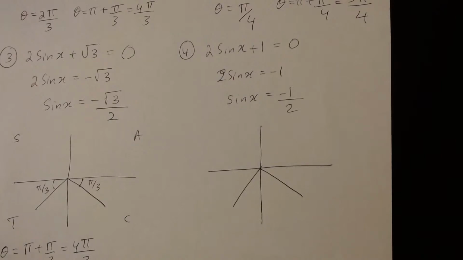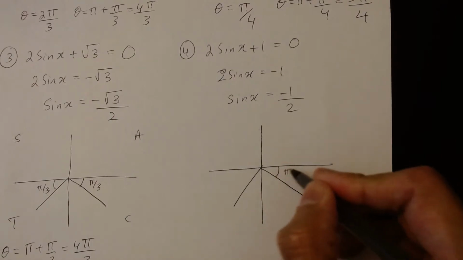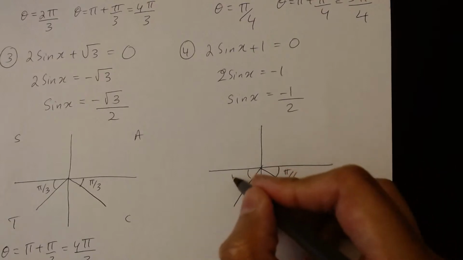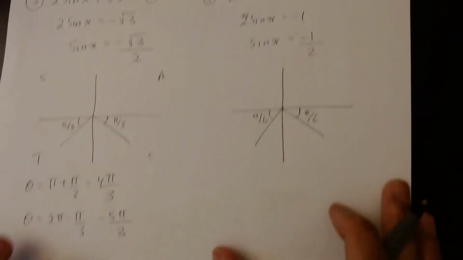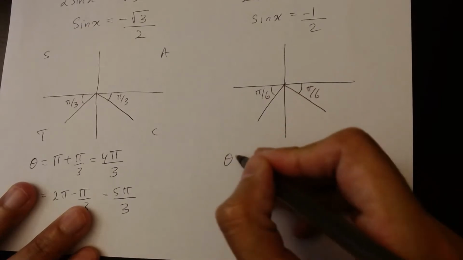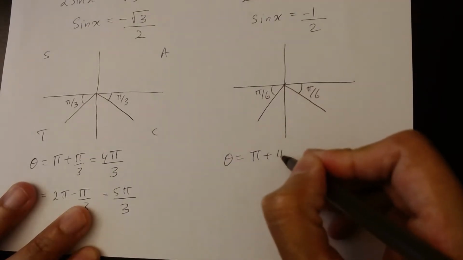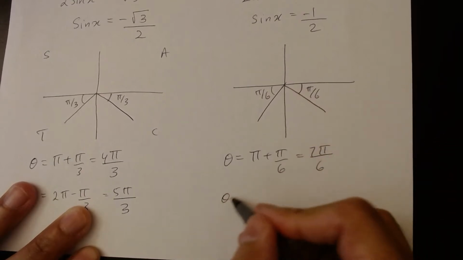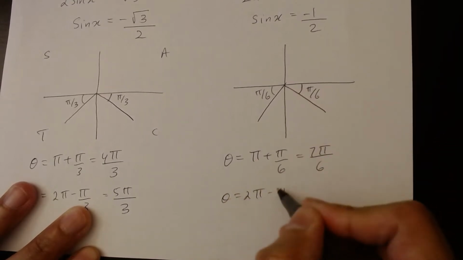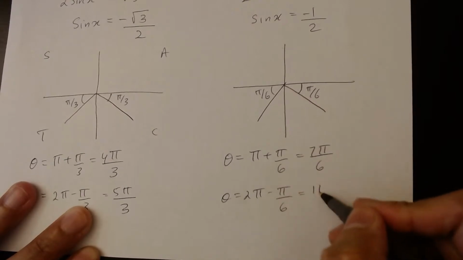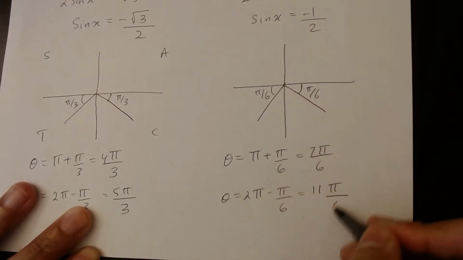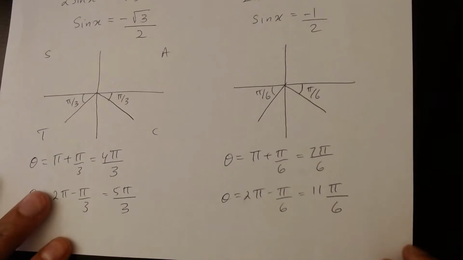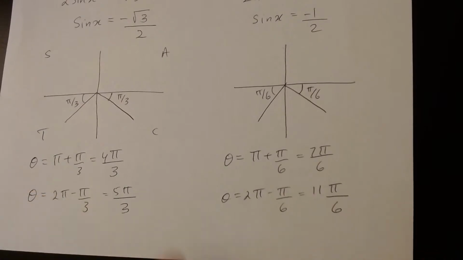And I get negative pi over 6. So I know my acute angle is just pi over 6. Then my two solutions, pretty simple. Same thing, pi plus pi over 6, which is 7 pi over 6. And 2 pi minus pi over 6, which is just 11 pi over 6. Okay, next question.